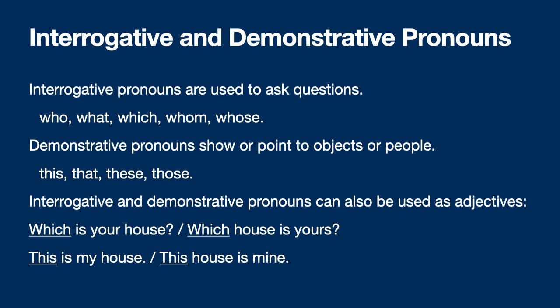Similarly, let's look at the demonstratives. This is my house and this house is mine. When you say this is my house, this is a demonstrative pronoun that can stand by itself. It is just a demonstrative pronoun. But in the second sentence, this house is mine, this is not standing by itself, but rather it is qualifying the noun house. So it is a demonstrative adjective.